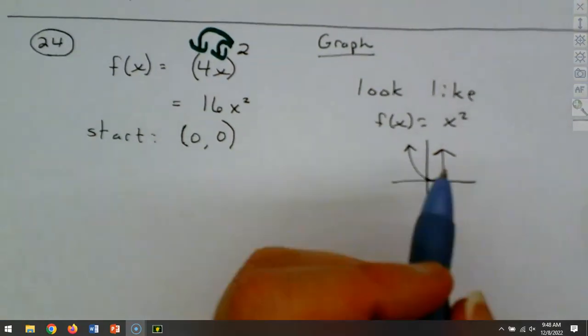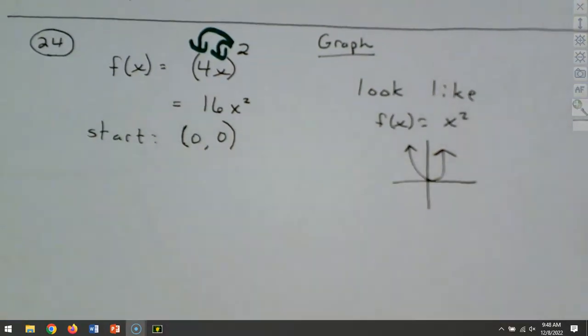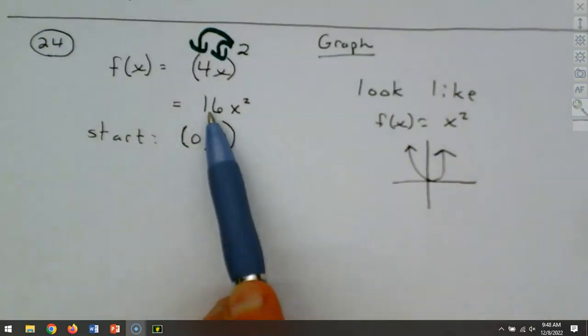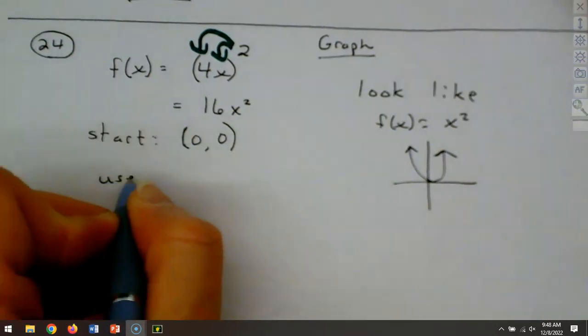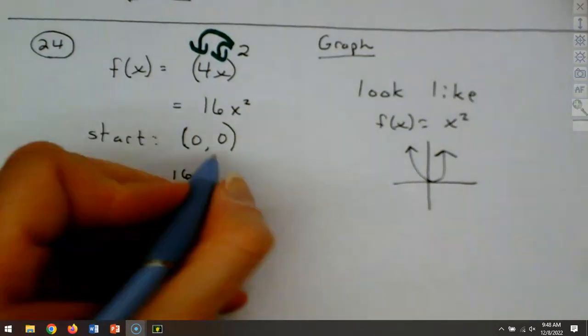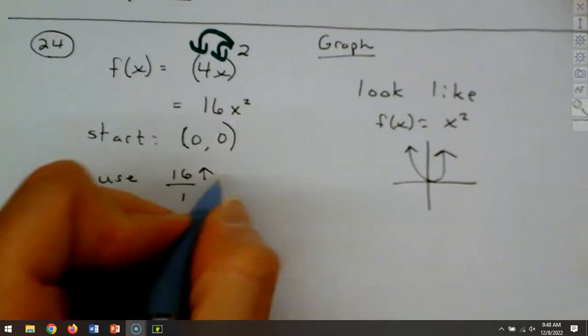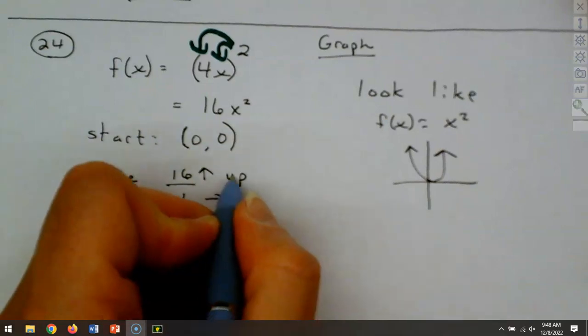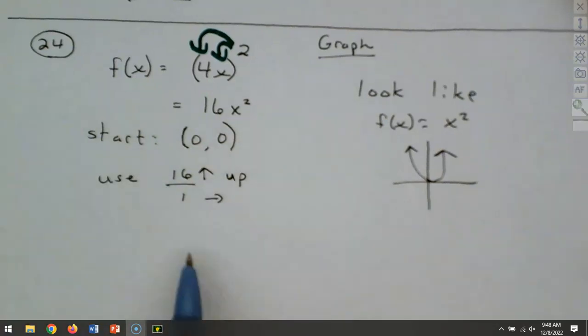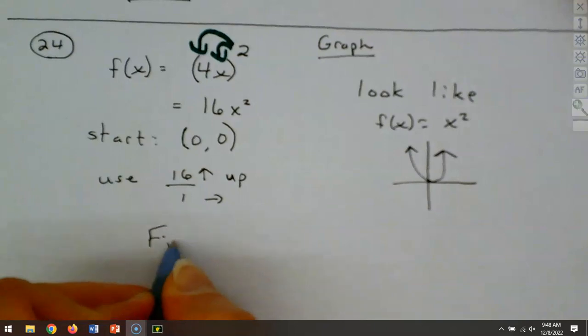Is it going to go up or is it going to go down? Which way? It's going to go up, right? Why is it going to go up? Because of the 16. And what are you going to use? You're going to use 16 over 1, so you're going to have to go up 16 and over 1. So that's going to make this a very, very narrow graph, and I'm going to let you finish it.